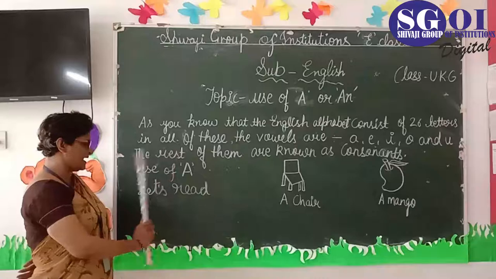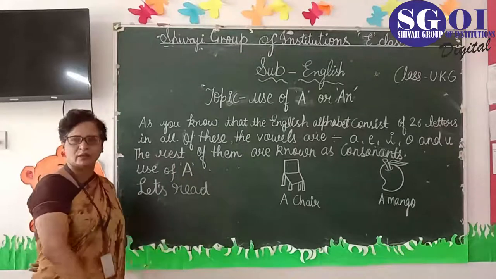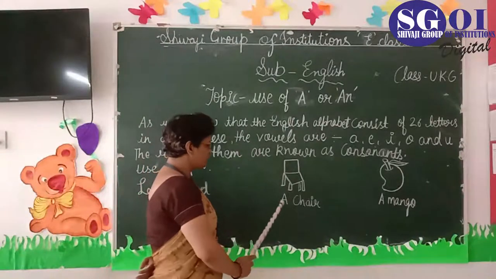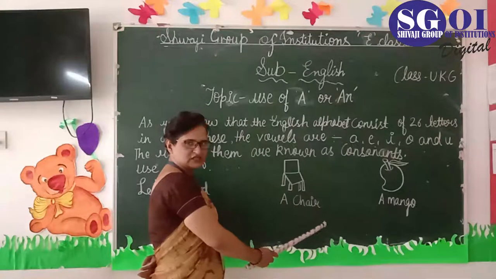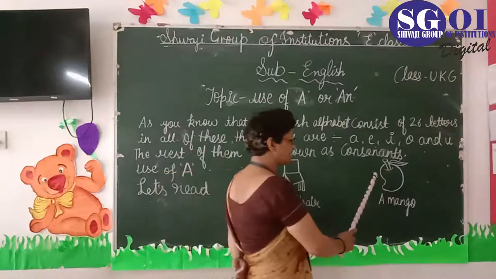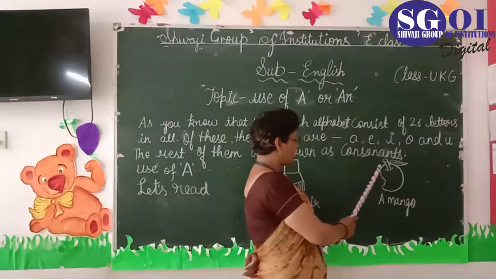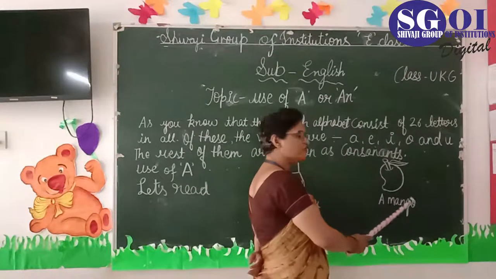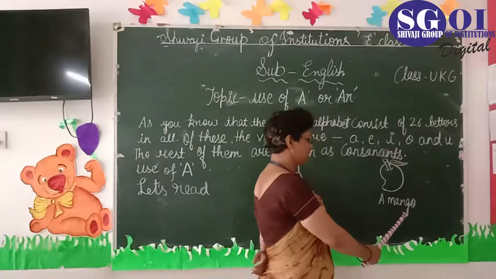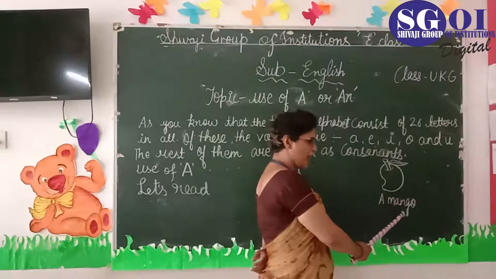Use of A. Let's read with me. Okay, this is a chair. So we will use a before chair. This is a chair. And this is mango. And we will use a before mango because it is singular. A mango.